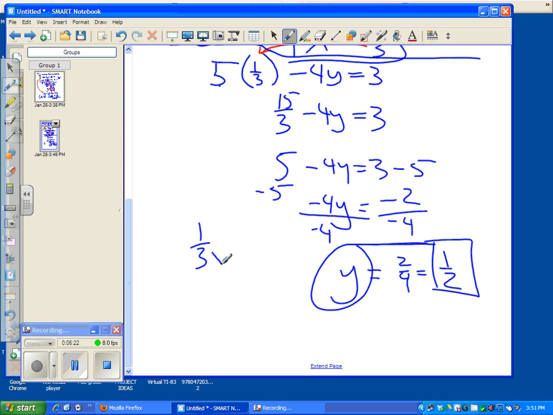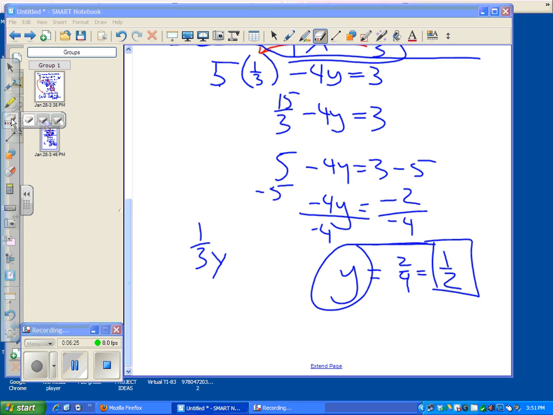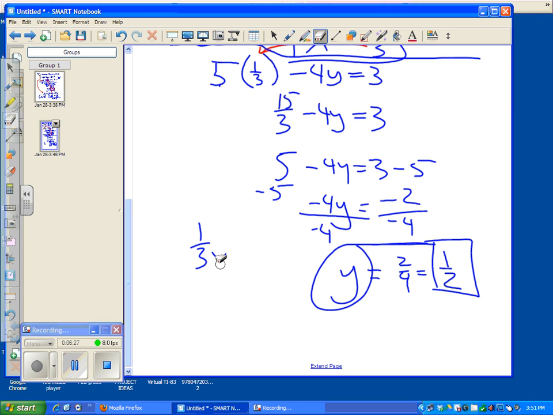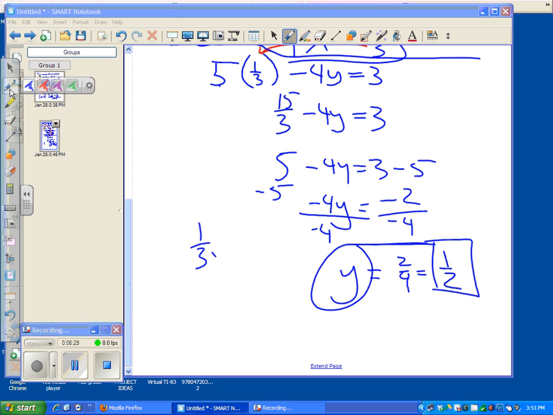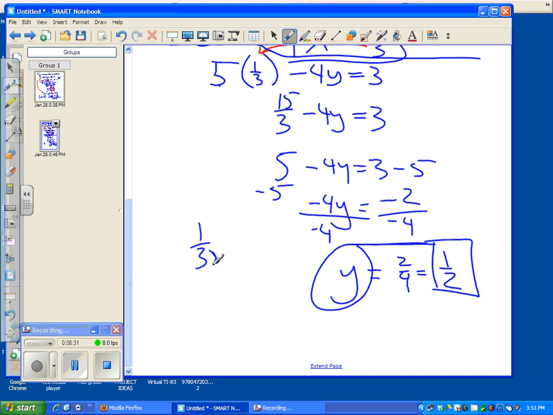Therefore, the solution of this system is 1/3 is x. Oops, I don't need to write the x down there. All I have to do is make sure that I put a comma there. And so it becomes 1/3 comma 1/2. This is the place where these two lines intersect.